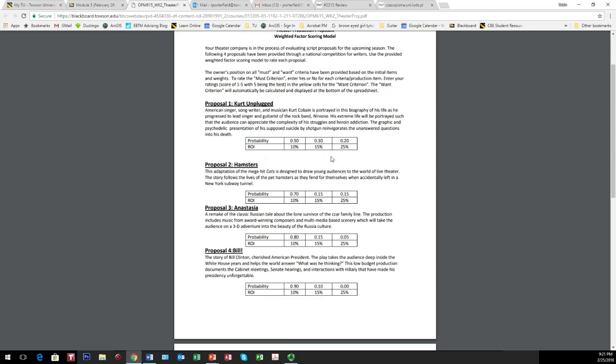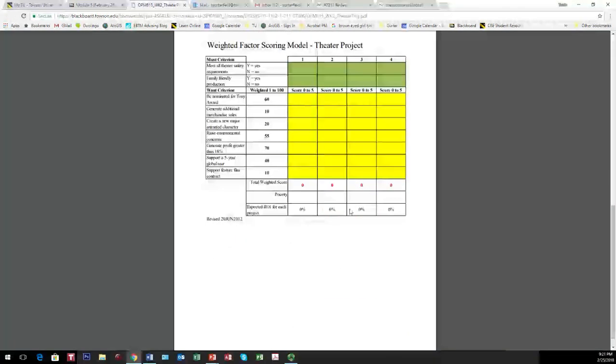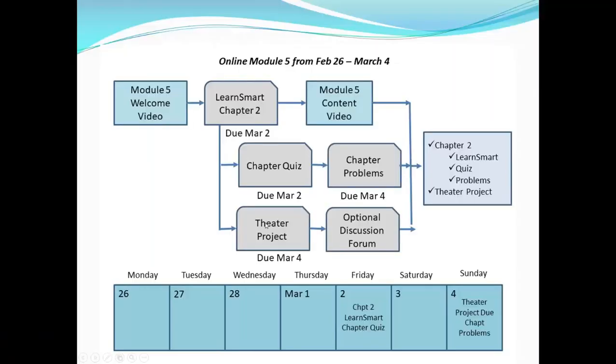This is the expected value, where you're given probabilities of getting 10%, probability of getting 15%, probability of getting 20%, and you learned in statistics how to put those together to end up with a single expectation of what Kurt Unplugged might return, what Hamsters might return, Anastasia and Bill. And those numbers you'll plug in right here into your weighted factor scoring model. Just a little update on that.